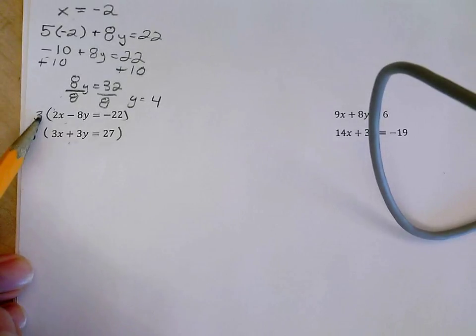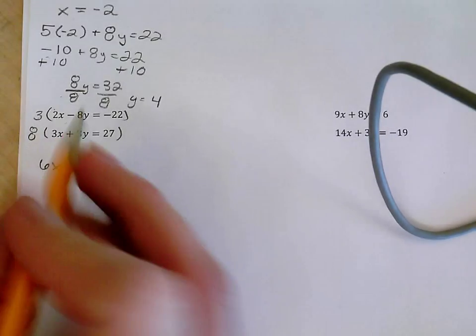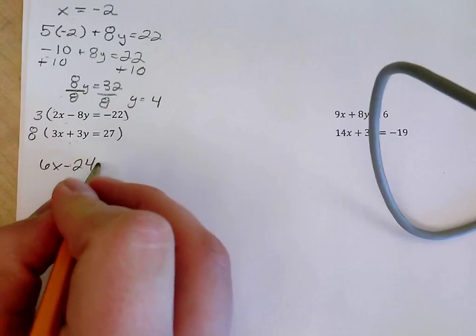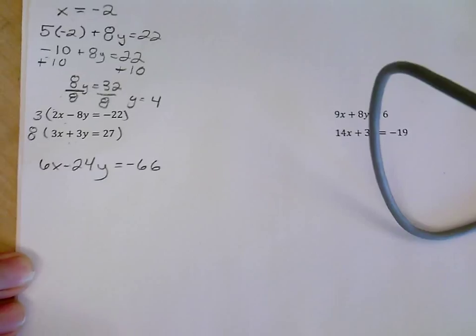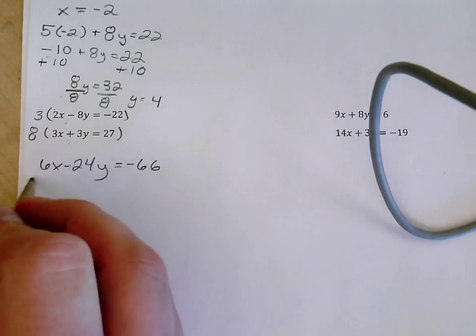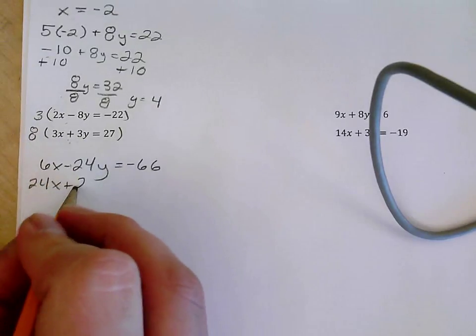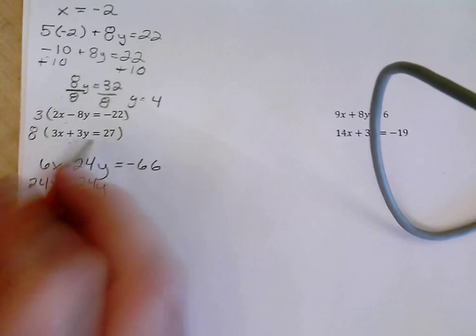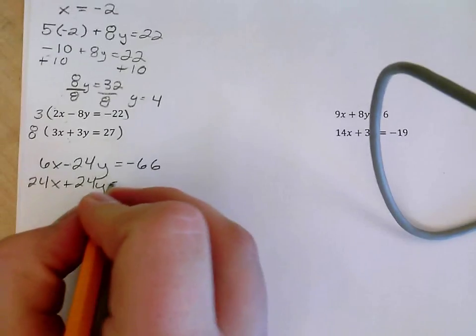So then we take this 3 and we multiply it through. 3 times 2 gives me 6x. 3 times negative 8 gives me negative 24y. And then 3 times negative 22 gives me negative 66. Okay? Same with the 8. 8 times 3 gives me 24x. 8 times 3 gives me positive 24y. And then 8 times 27. I don't actually know that offhand, so if you give me a second, I can calculate that. So 27 times 8 gives me 216.